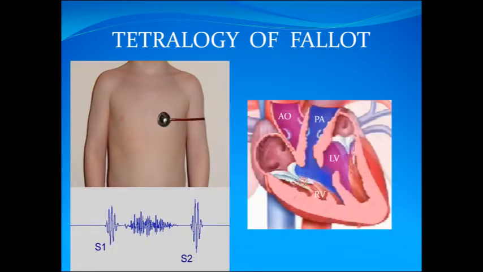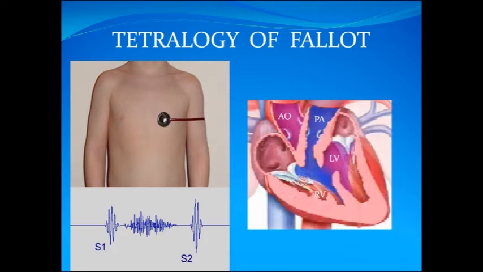This murmur is usually heard best at the third left intercostal space. Tetralogy of Fallot consists of 4 components. Number 1, pulmonary stenosis, which can be valvular or subvalvular. Number 2, a non-restrictive ventricular septal defect. Number 3, an overriding aorta that receives blood from both ventricles. And number 4, right ventricular hypertrophy.